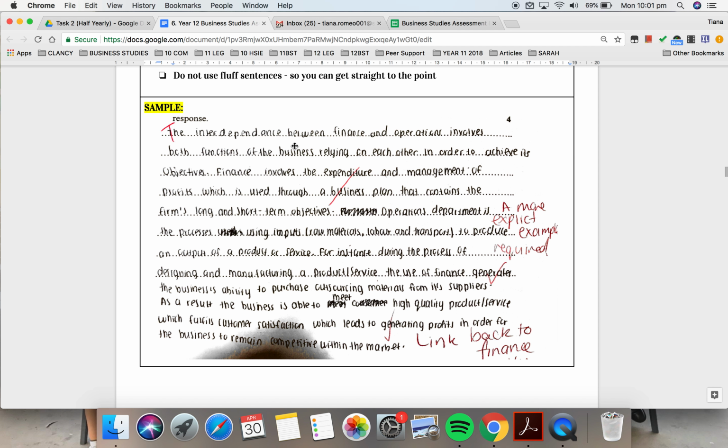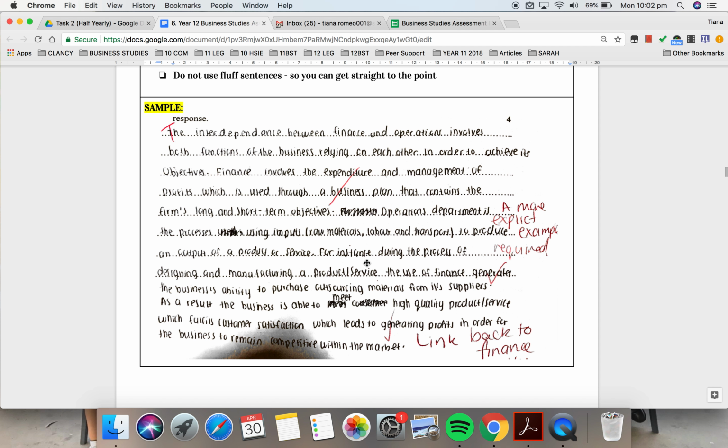The interdependence between finance and operations involves both functions of the business relying on each other in order to achieve its objectives. Finance involves the expenditure and management of profits, which is used through a business plan that contains the firm's long and short-term objectives. Operations department is the process using inputs, raw materials, labour and transport to produce an output of a product or service.